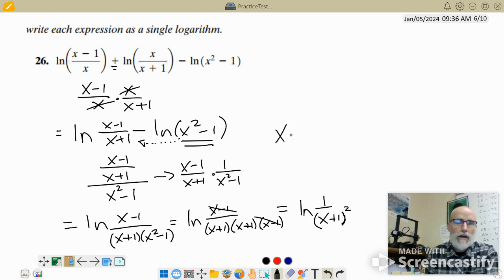X cannot be equal to 0 because you can't divide by 0 here, right? X cannot be equal to negative 1. And we might be able to do this a little bit more efficiently because all of these need to be positives.